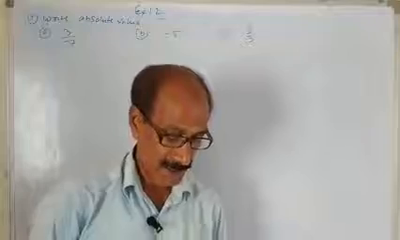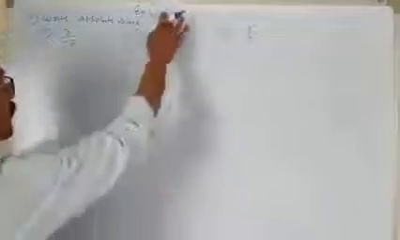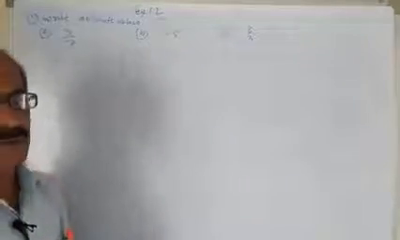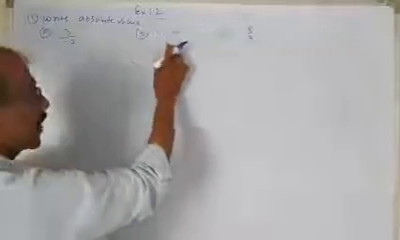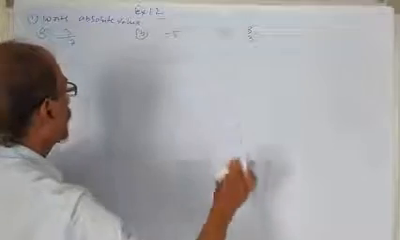Today I am explaining the exercise 1.2 problem solving. To write the absolute value of the given number, the first number is 3 upon minus 7, the second number is minus 5, the third number is 8 upon 3.